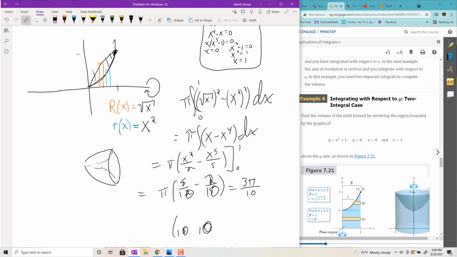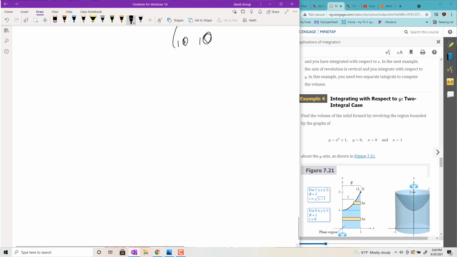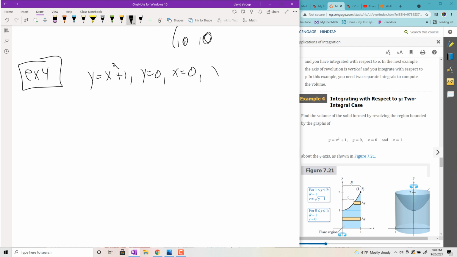So, example 4. Find the volume of the solid formed by revolving the region bounded by the graphs of y equals x squared plus 1, y equals 0, x equals 0, and x equals 1 about the y-axis this time. Okay, so x squared plus 1 looks like this, and it goes through y equals 1 right here.